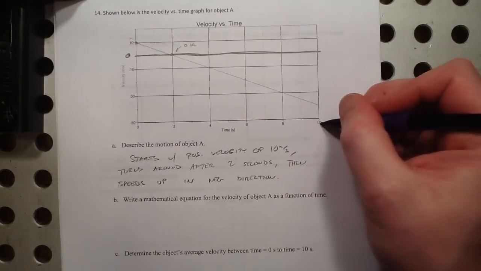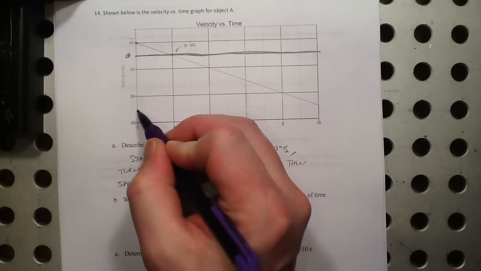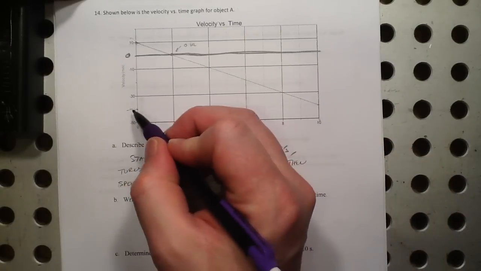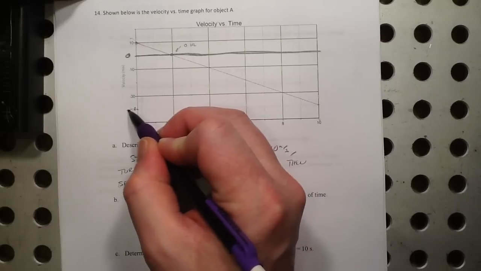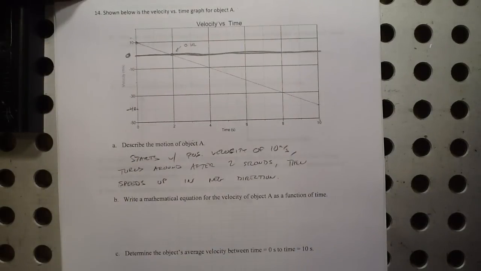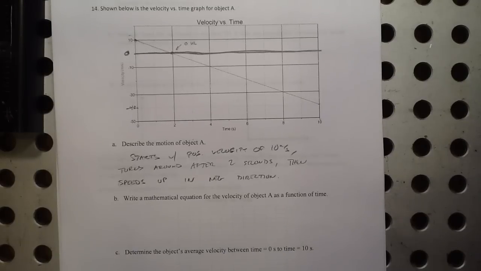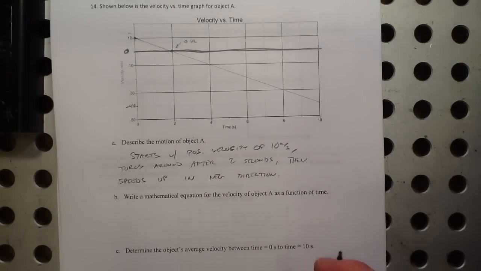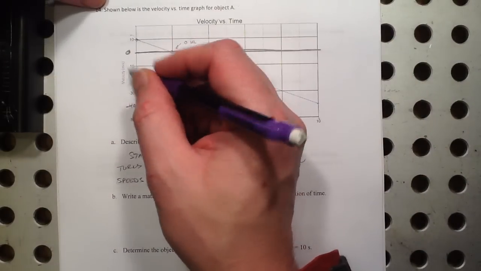So by the time after 10 seconds it's going like negative 40 meters per second, right? It's like 80 miles an hour in the negative direction. Okay, so can we write a mathematical equation for the velocity of this? That's the equation for that line. So this is velocity versus time.